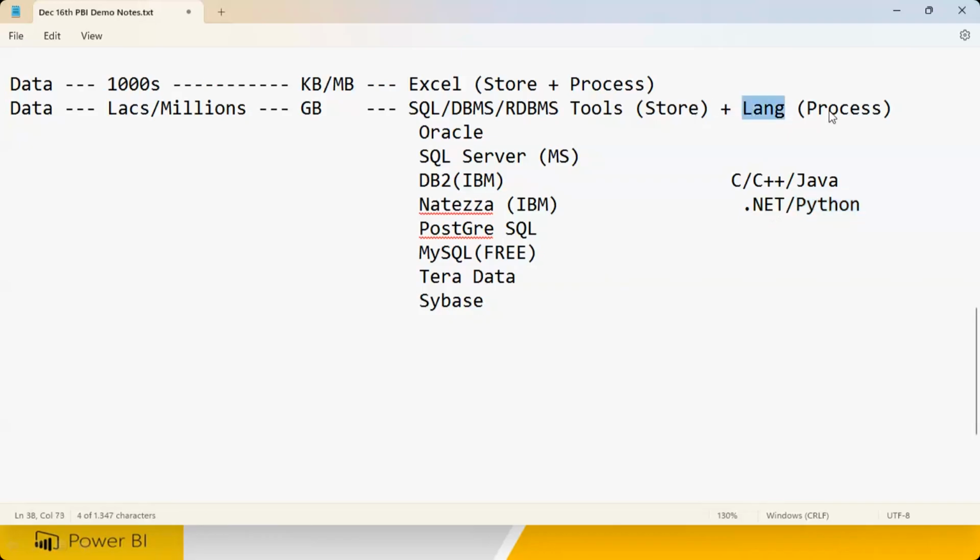So we can use any language to process the data, but you need to write a lot of code here. So data storing means these things. Am I clear? But at the end of the day, it is not GBs of data.